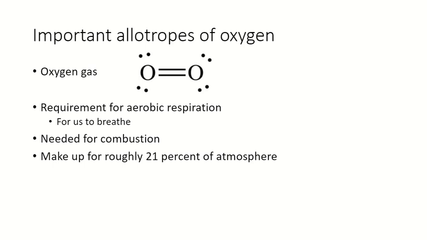Last but not least, the last allotrope of oxygen will be, of course, oxygen gas. So oxygen gas has a chemical formula of O2. It's a requirement for aerobic respiration, and is something that we need for us to breathe. Therefore, it's something extremely important. It's also needed for combustion and makes up roughly 21% of the atmosphere.